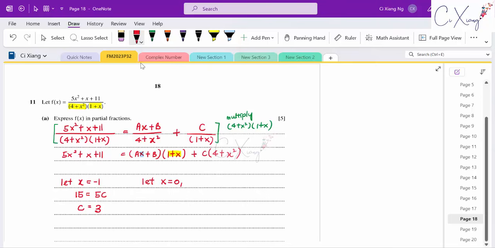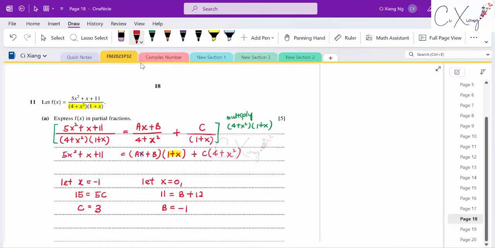Again, substitute into the whole equation. I'm having 11 on the left hand side. Then for the right hand side here, 1 plus 0 is 1. 0 times a becomes 0. I'm having b here. Then when I substitute 0 here, I'm having 4. 4 times c. c, I already get the value 3. So 4 times 3 is 12. And I will get the value for b, which is equals to negative 1.